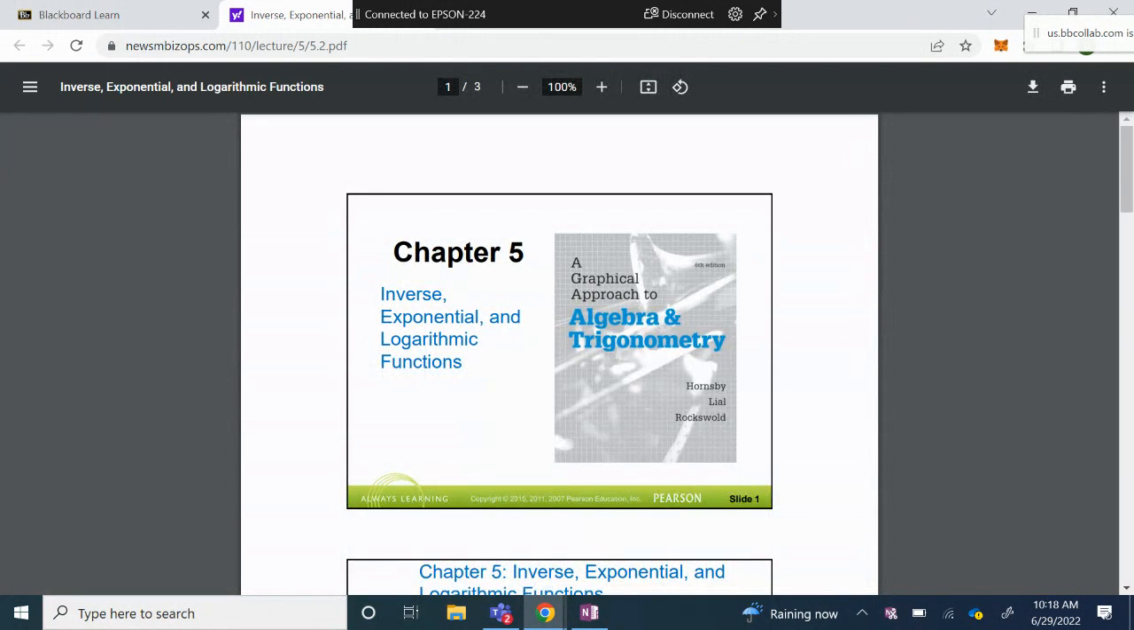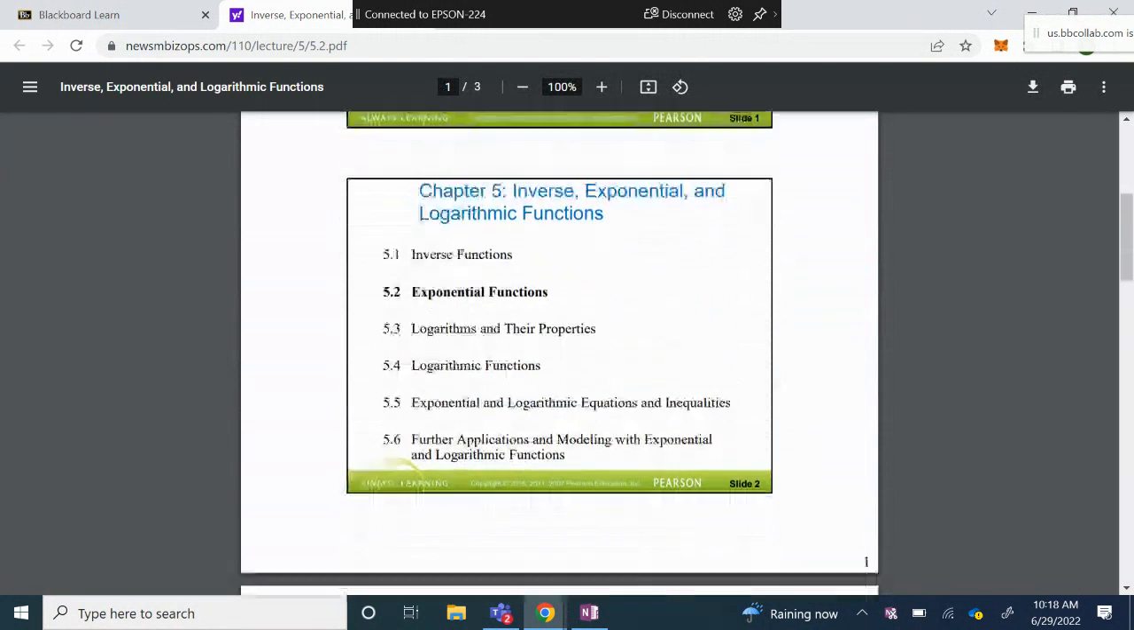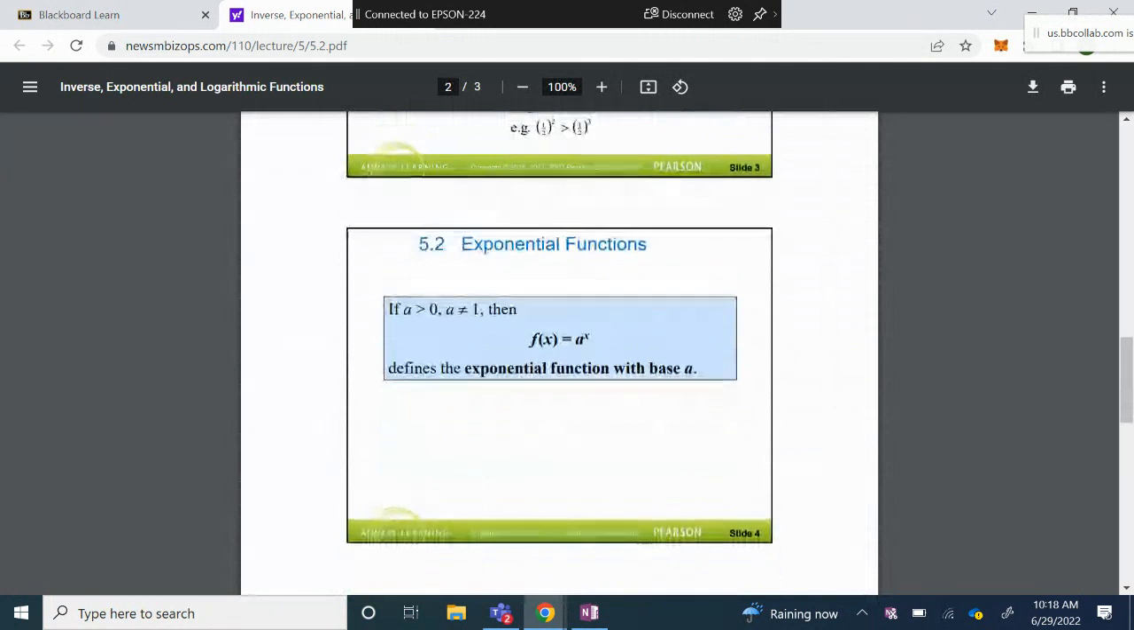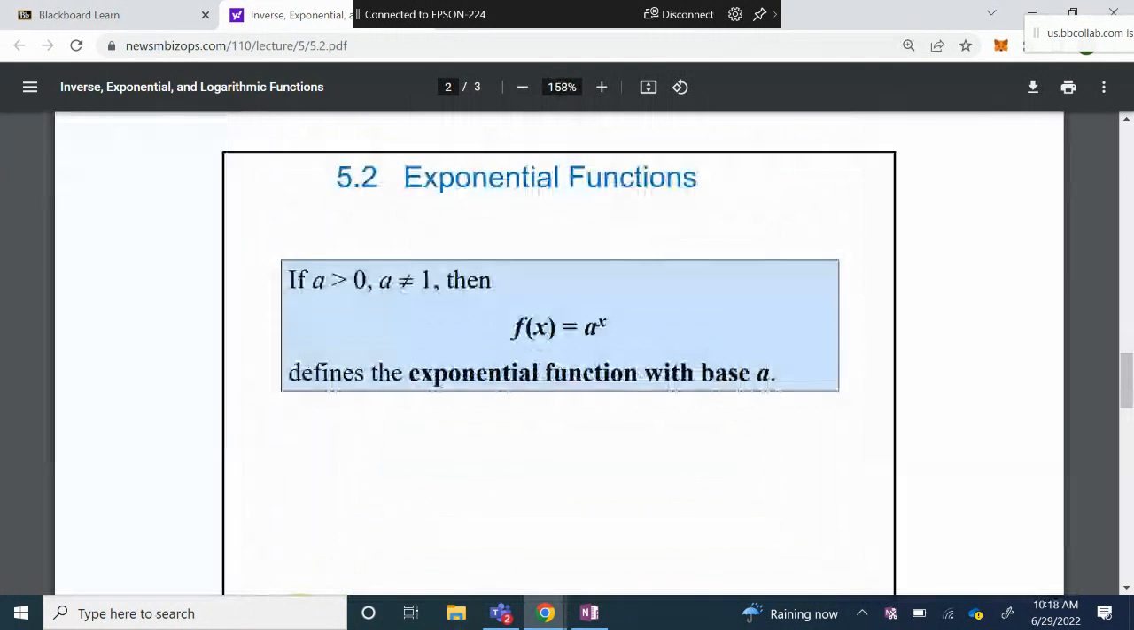Set of notes. And we're going to talk about, first off, the setup for an exponential function. And here we have the basic form for an exponential function.